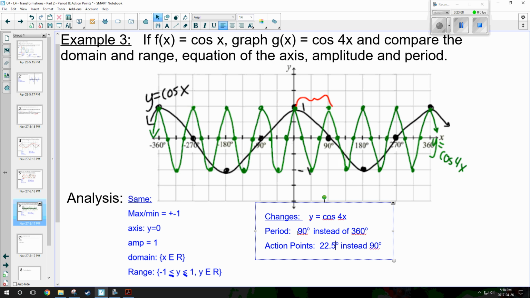So again, the only thing that's changed here is our period and our action points. Everything else has stayed exactly the same when we've changed that k value inside the brackets with the x. So again, check to make sure that your graph is accurate and that your analysis is accurate. Let's take a look at the solutions, or the conclusions, sorry.